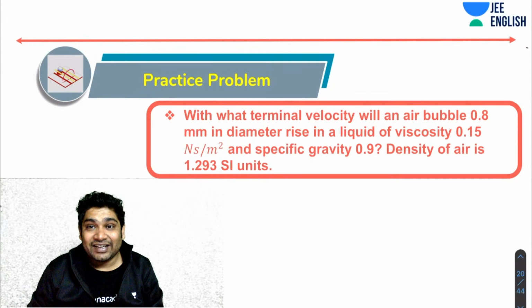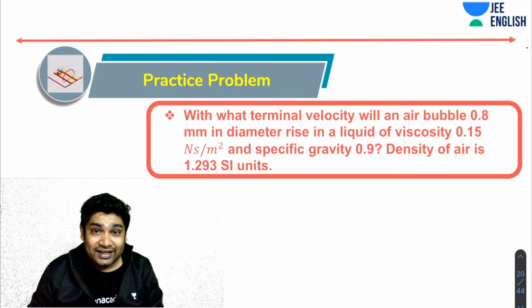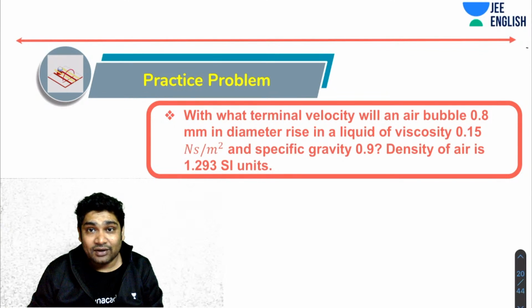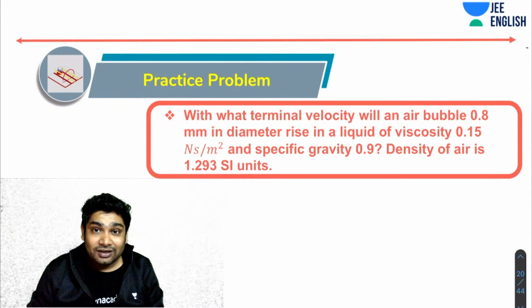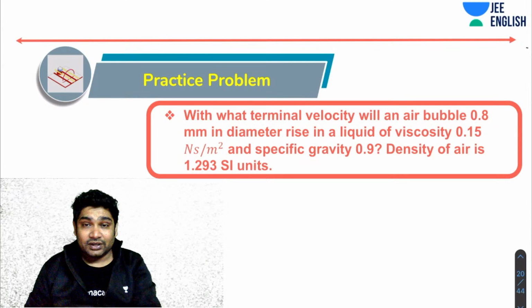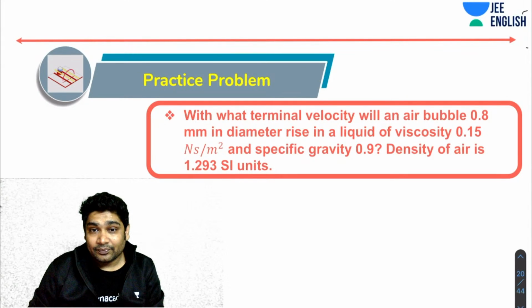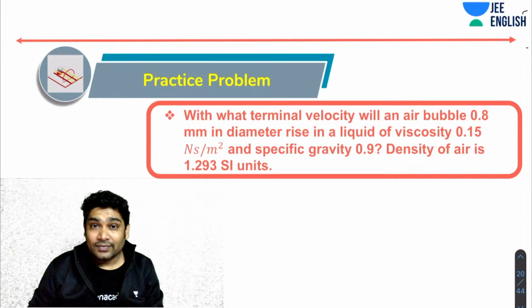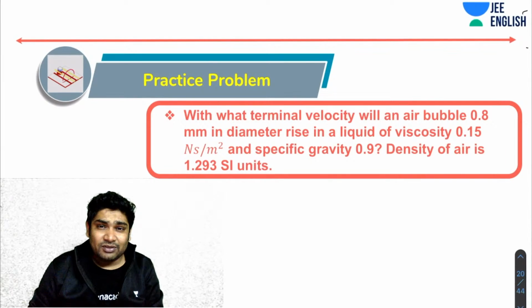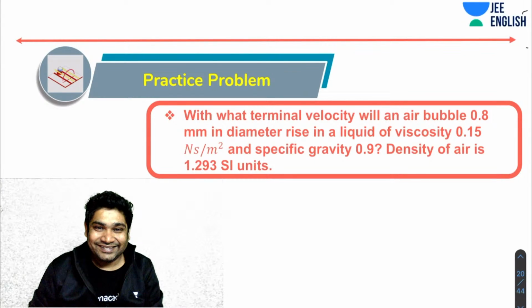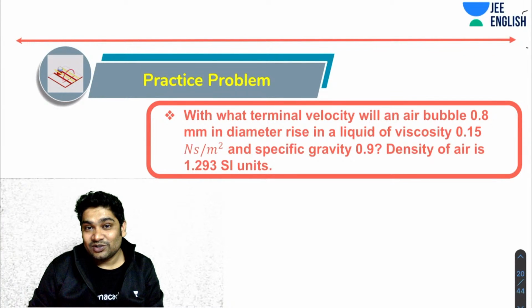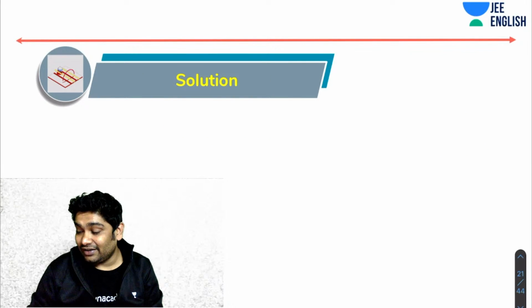And specific gravity of 0.9. The density of air is 1.293 in SI units. So hurry up, let's try and solve this. If you remember the expression for terminal velocity, then it should be fine. Again, if you don't remember it, let me just write it.